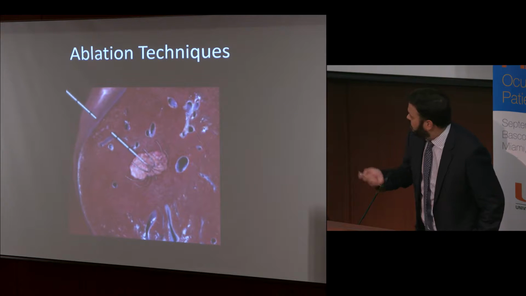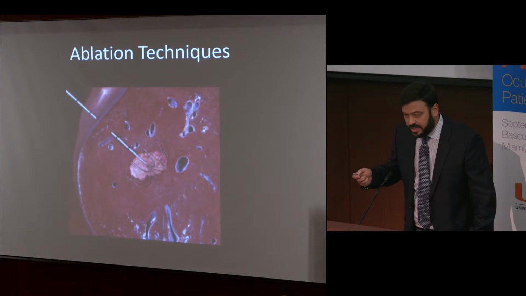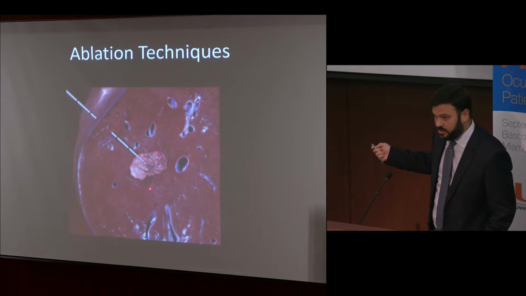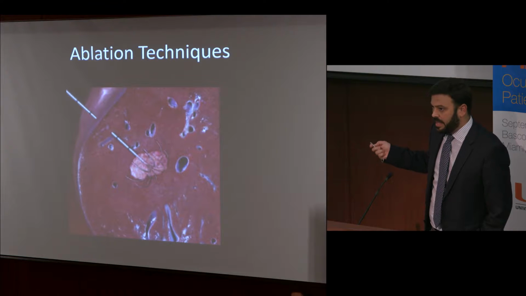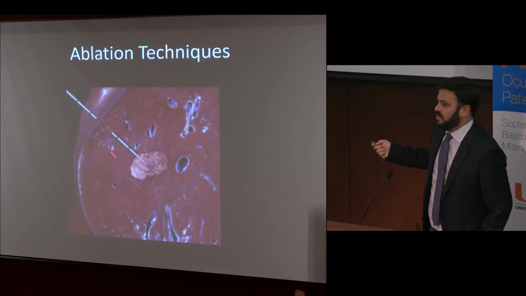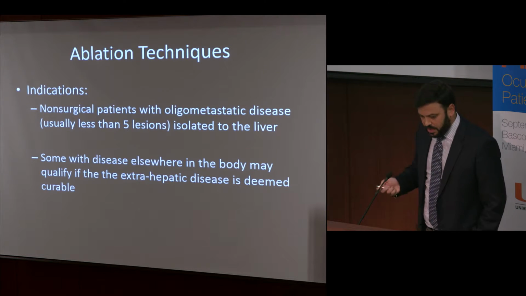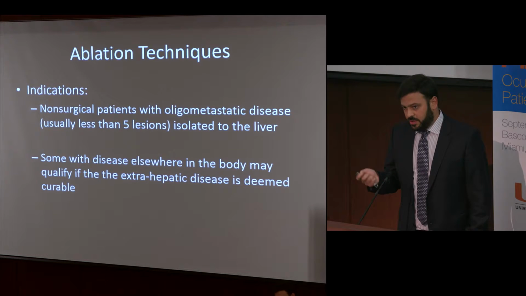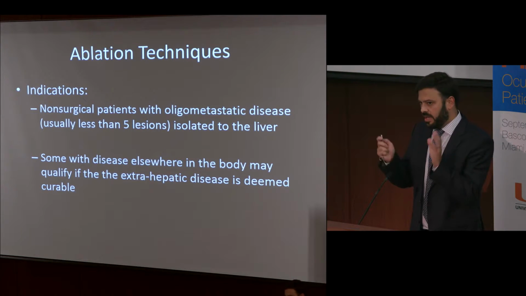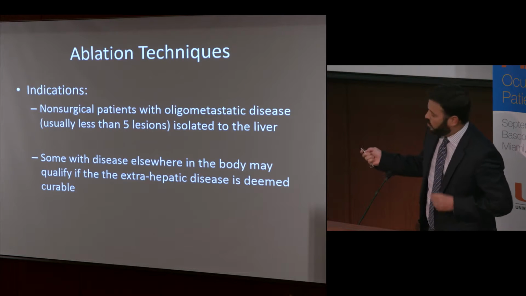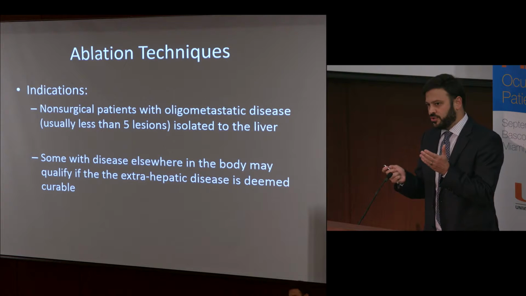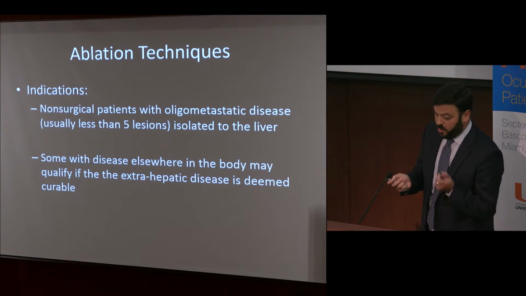So let's talk a little bit about ablation techniques. Basically, ablation is using ultrasound or CT guidance to get special probes to the tumor within the liver, and then applying energy that ultimately is going to heat the tissues and kill the tumor. This usually is indicated in patients that are non-surgical candidates and have oligometastatic disease. What that means is lesions are small in number and in size. So basically, we can consider these techniques for patients that usually have disease in one of the two lobes of the liver, and they're usually a small number of them.